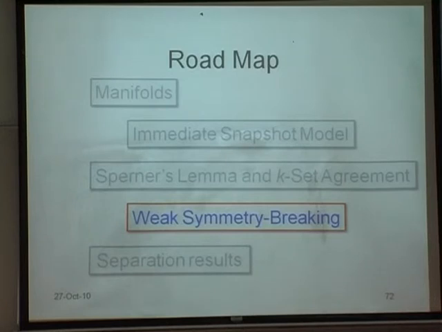Eli and Mike and company were the ones who invented the immediate snapshot model. So that appeared under different names in both of those papers. We didn't use that. The notion of manifolds didn't show up in any of this explicitly, although the use of Sperner's lemma is kind of an implicit use.